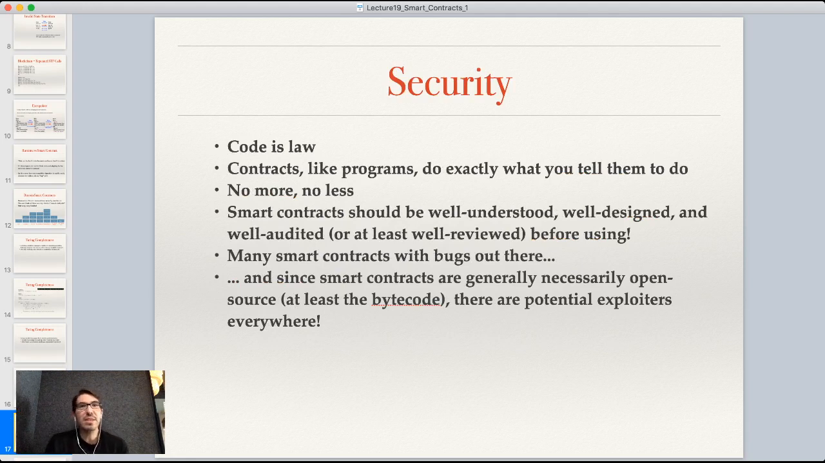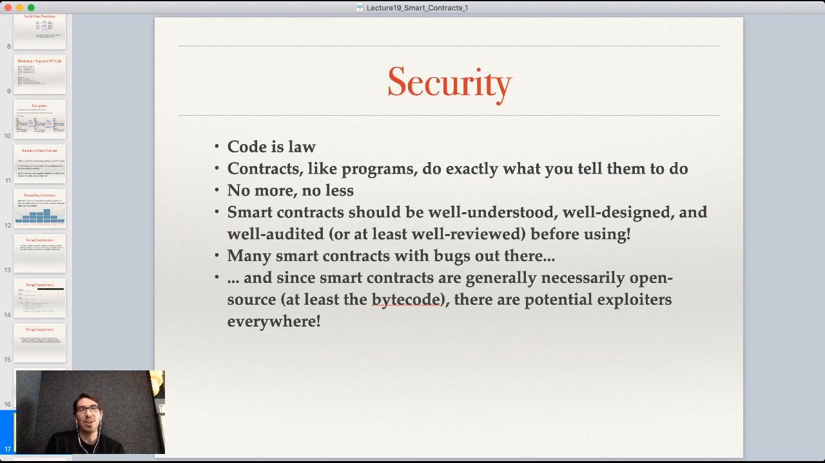We also, since these smart contracts are run just like a program, they're immutable because they're on the blockchain. They are up on the network, and they do exactly what you tell them to do, no more, no less. So there's very much the opportunity for bugs in a smart contract, and when this happens, bad things can happen. If code is law, and there's a bug in the code, the program doesn't know that there's a bug.